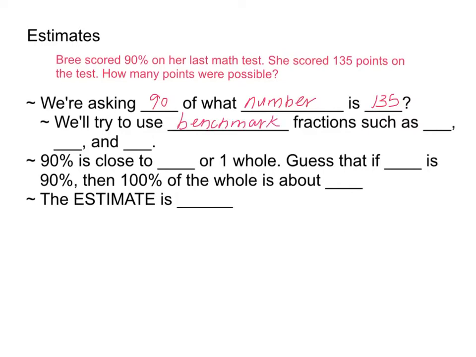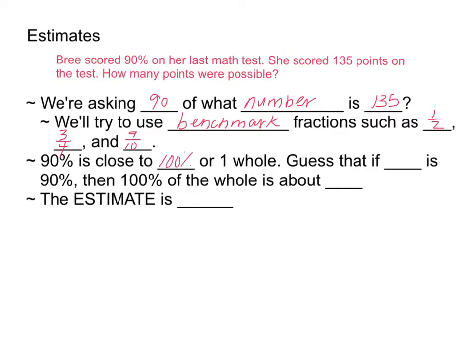And benchmark fractions are fractions that occur frequently. So they could be something like 1/2, 3/4, or even in this case, like 90%, 9/10. Well, we know that 90% is close to 100%, or one whole.